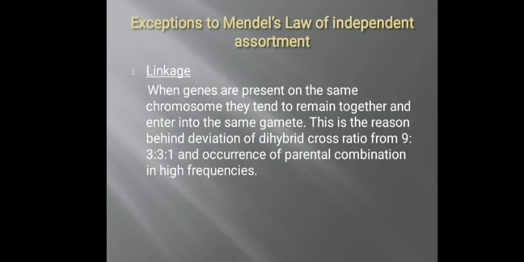Linkage. Linkage is basically when the genes are located very close by on a chromosome. Say a single chromosome has two genes which are located close to each other, the chances of crossing over become less. So when the chances of crossing over become less, Mendel's dihybrid ratio, that is 9:3:3:1, does not occur, and we get more parental combinations than recombinants. Okay, so let us see this with the help of this diagram.